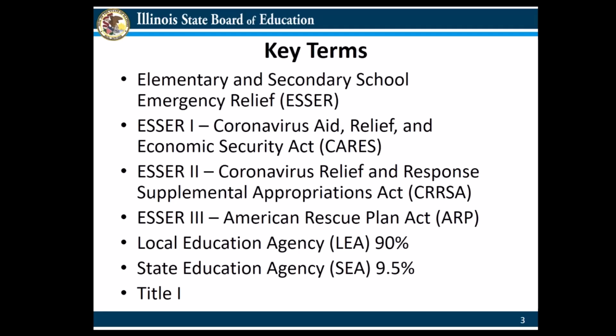of subgrants or contracts. Another term which is useful to know is Title I, which is a provision of the Every Student Succeeds Act, ESSA, that provides financial assistance to local educational agencies for children from low-income families to help ensure that all children meet challenging state academic standards. The LEA 90% funds were distributed based on the formula for Title I funding.